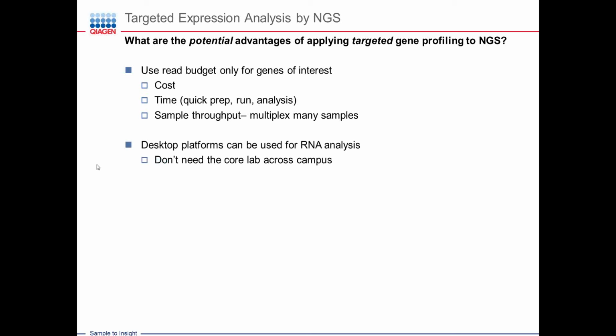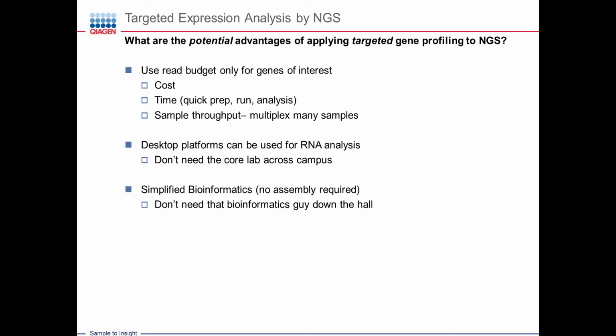And as I mentioned, desktop platforms can be used for RNA analysis. We routinely use the PGM and the MiSeq for reasonable experiments, and the NextSeq for actually fairly large experiments. So you don't, for example, need that core lab across campus. A research lab-size instrument can be used for fairly large experiments. The NextSeq has an enormous read budget for a fairly reasonable price.